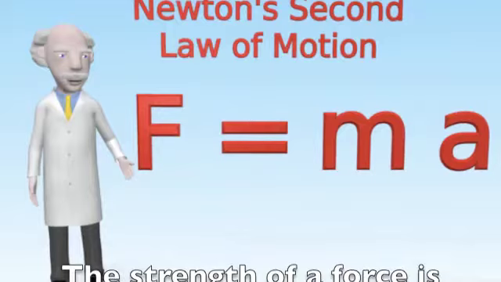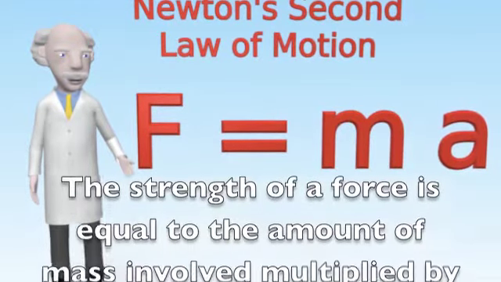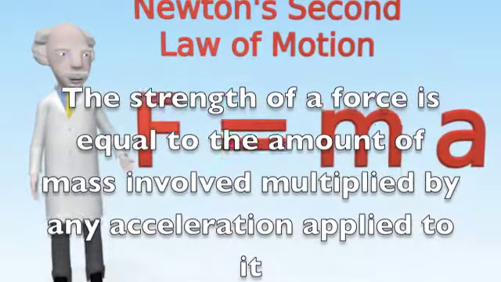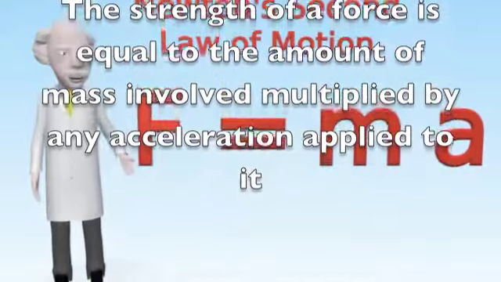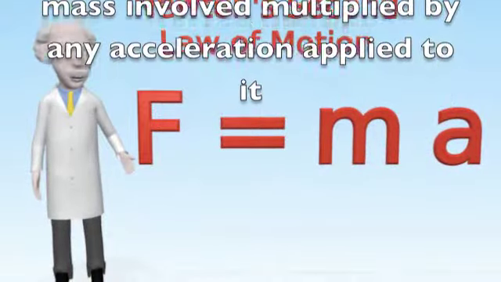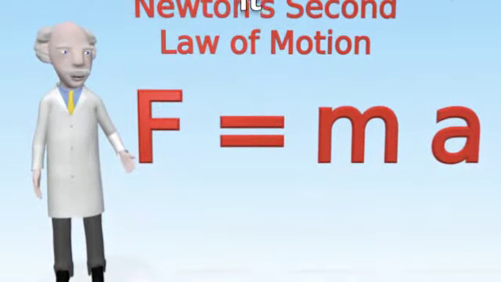So, Isaac, tell us about your second law of motion. Well, my second law of motion is also very simple. It is represented by the equation F equals ma, which stands for force equals mass times acceleration. The strength of a force is equal to the amount of mass involved multiplied by any acceleration applied to it. Now, do you guys understand that? Not exactly. Could you show us a few more examples? Okay, let's go back to the camera and we can do that.